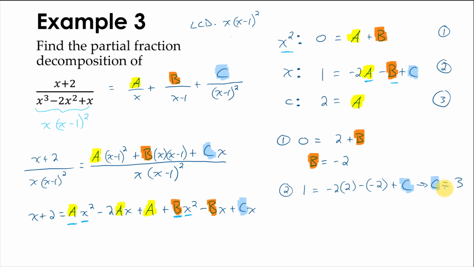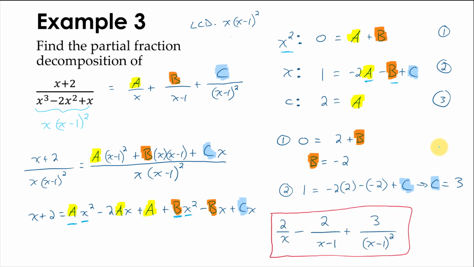Taking a look at my setup for my partial fraction decomposition and just inputting values for a, b, and c, I get a final partial fraction decomposition that looks like this: 2 over x minus 2 over x minus 1 plus 3 over x minus 1 squared.